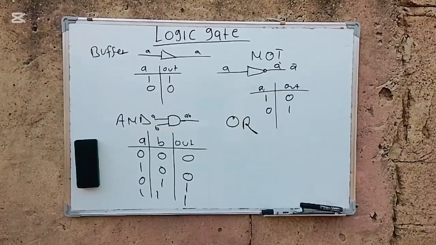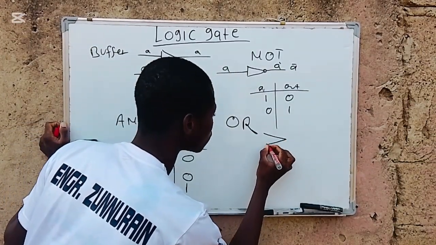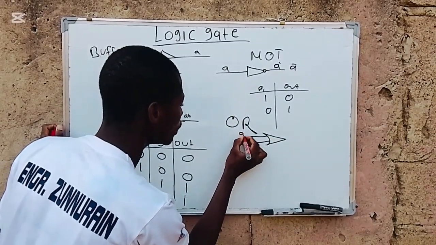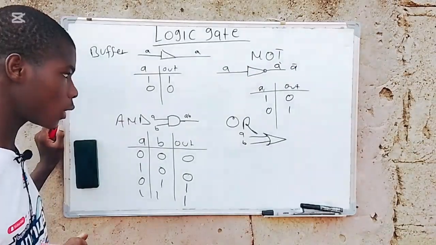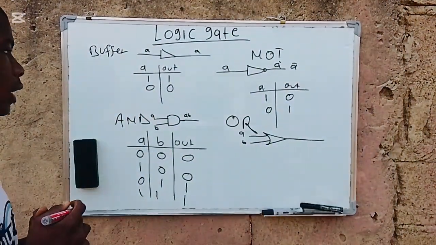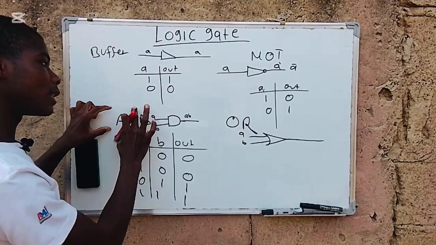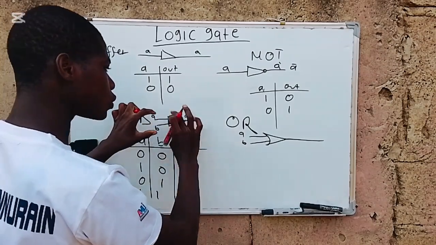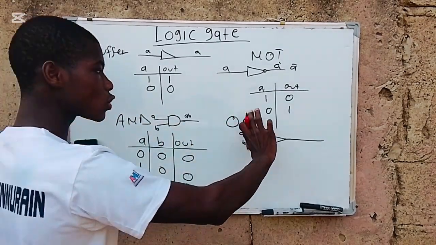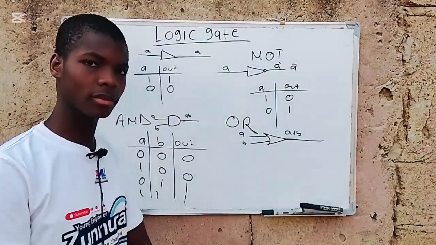Now let's see the OR. What is the symbol of OR? The symbol of OR is like this. It also has two inputs, input A and input B, and the output. One thing I need you to know is that in AND, we have the inputs A and B and the result is AB. But the result in OR is A plus B.